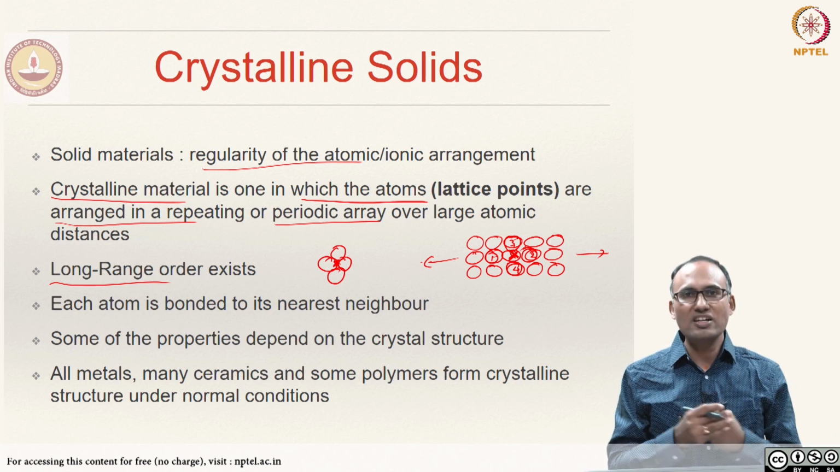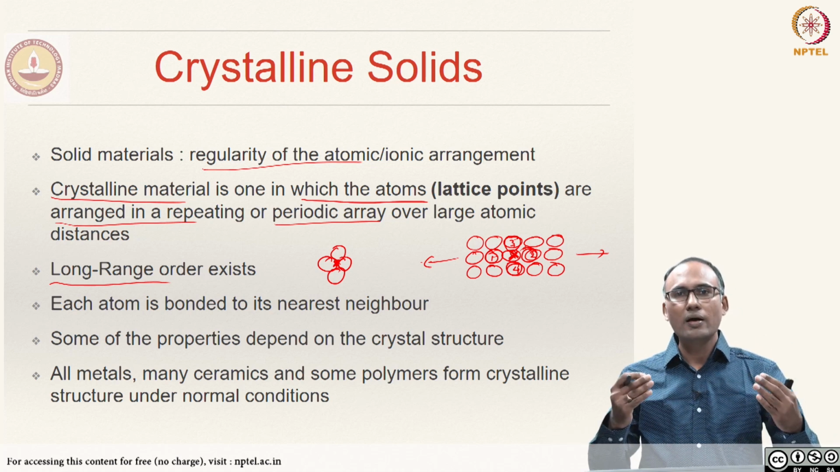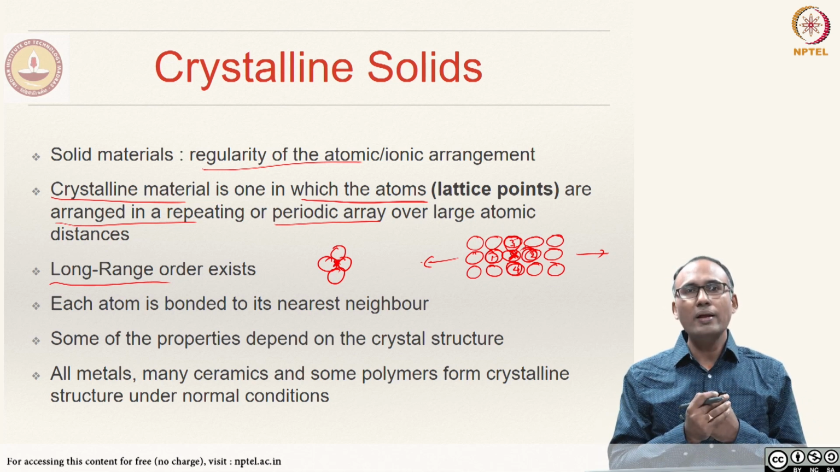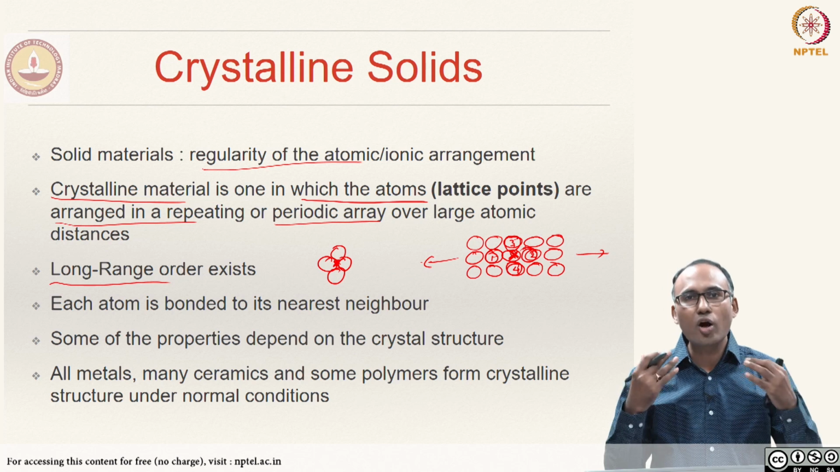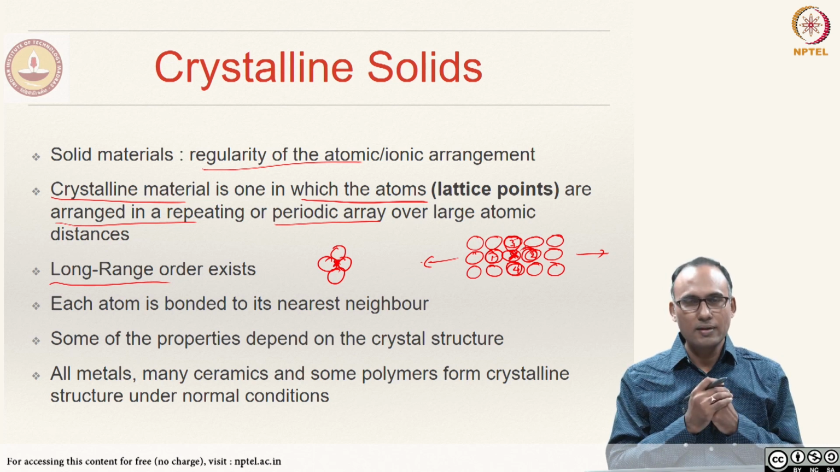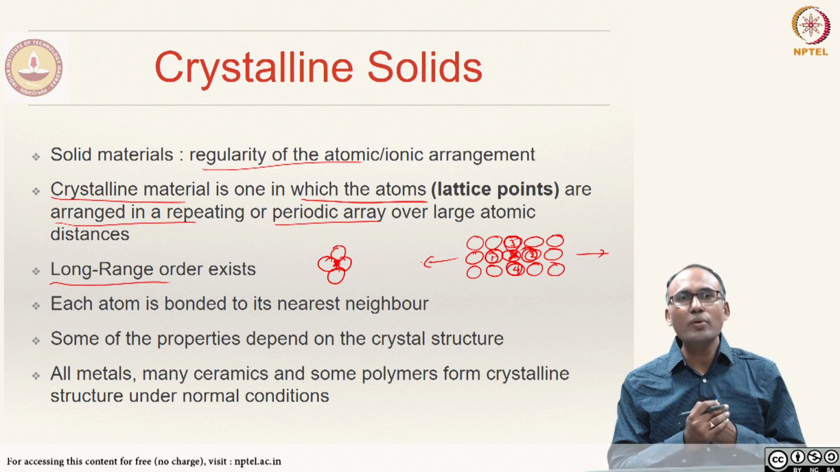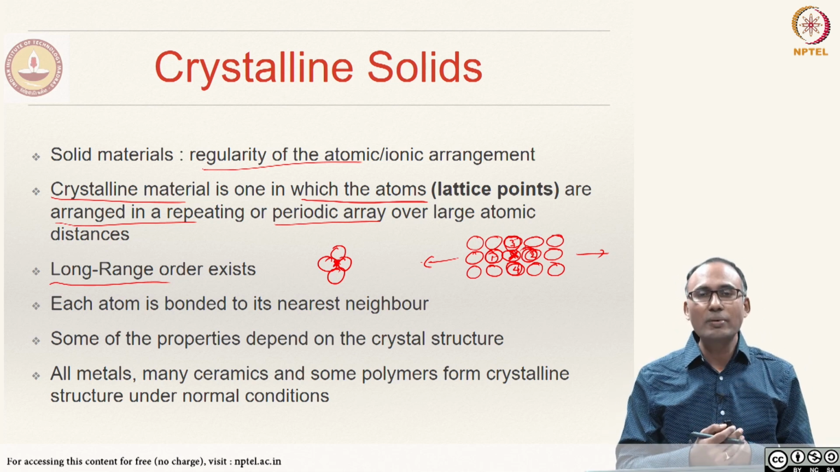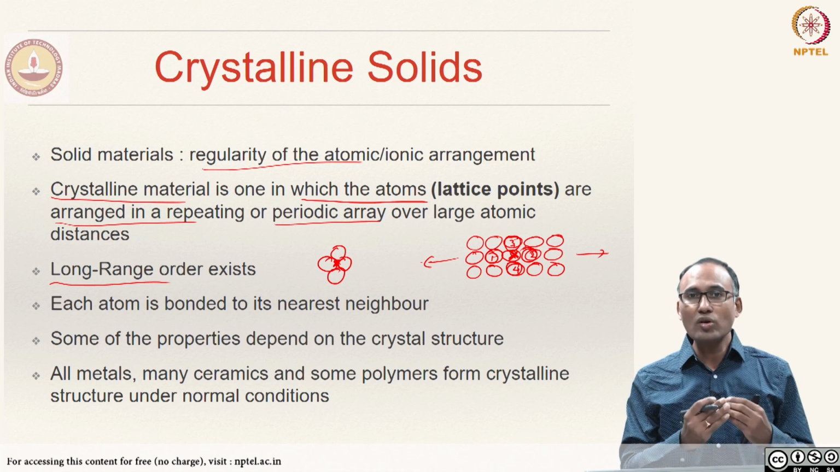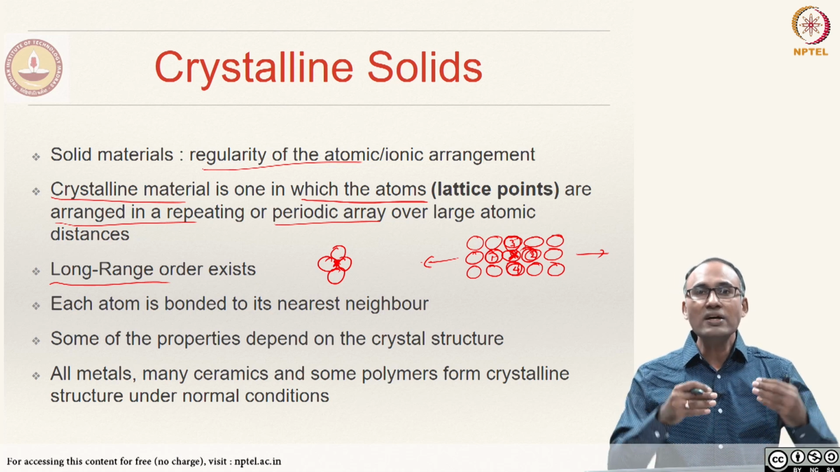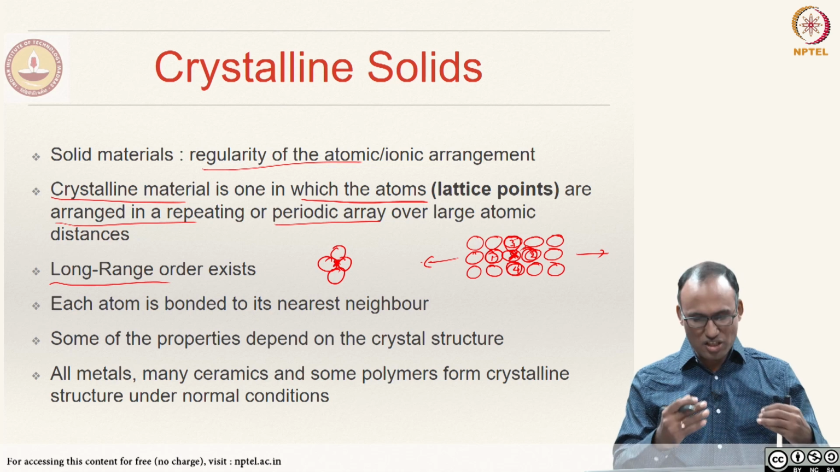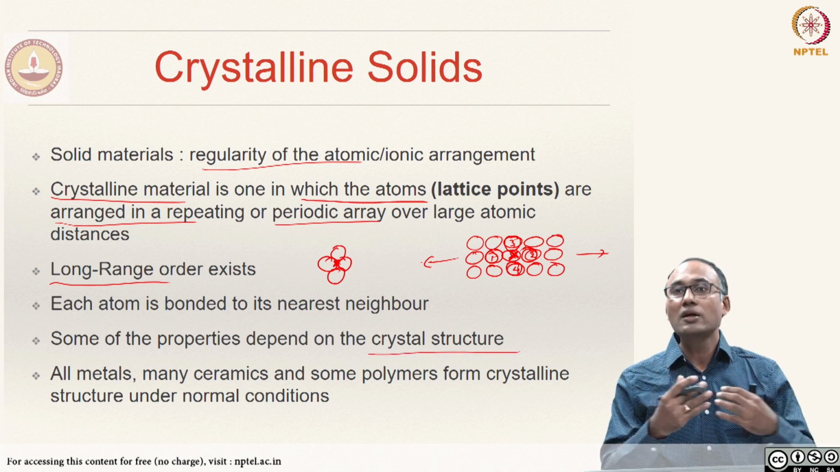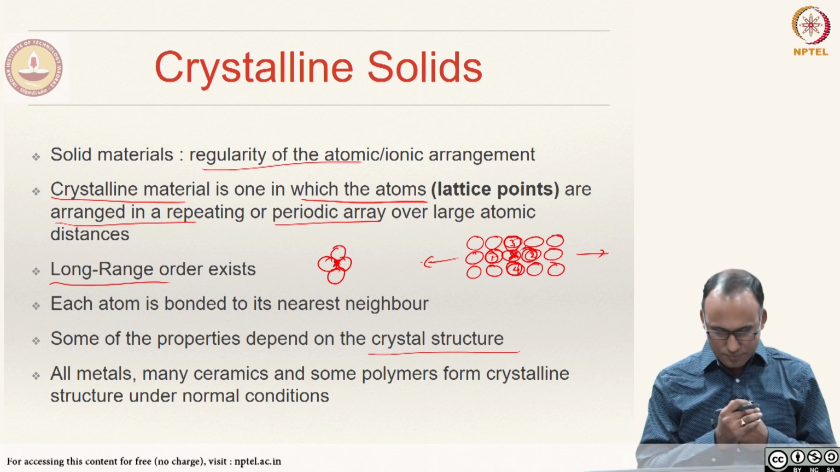A crystalline material by definition is a material which has some order to it, and a material which does not have such an order is called an amorphous material or non-crystalline material. And in this class we are only going to talk about crystalline materials, and some of the properties of the materials that we are going to talk about actually depend on the crystal structure. How the atoms are arranged is going to determine the properties of these materials.